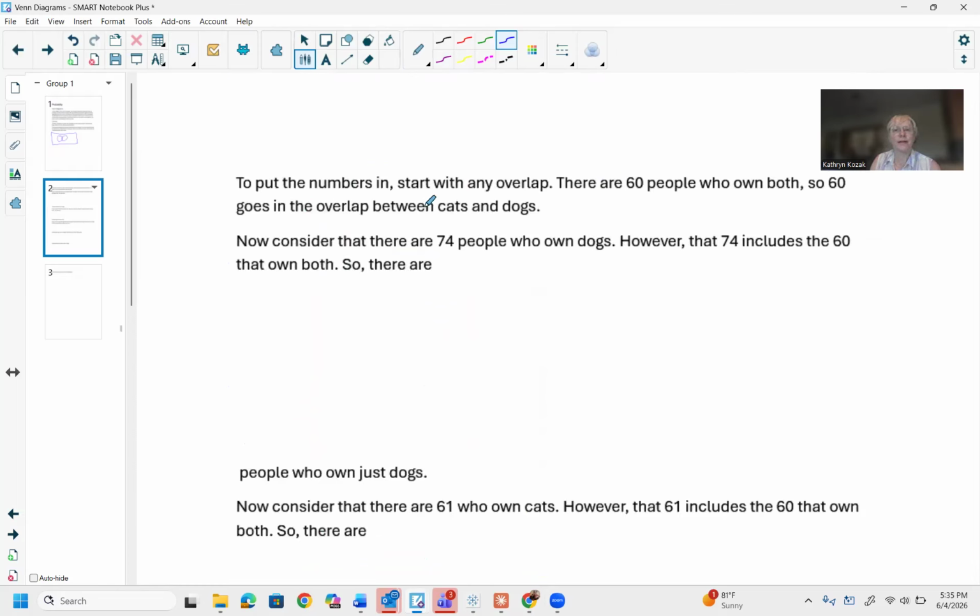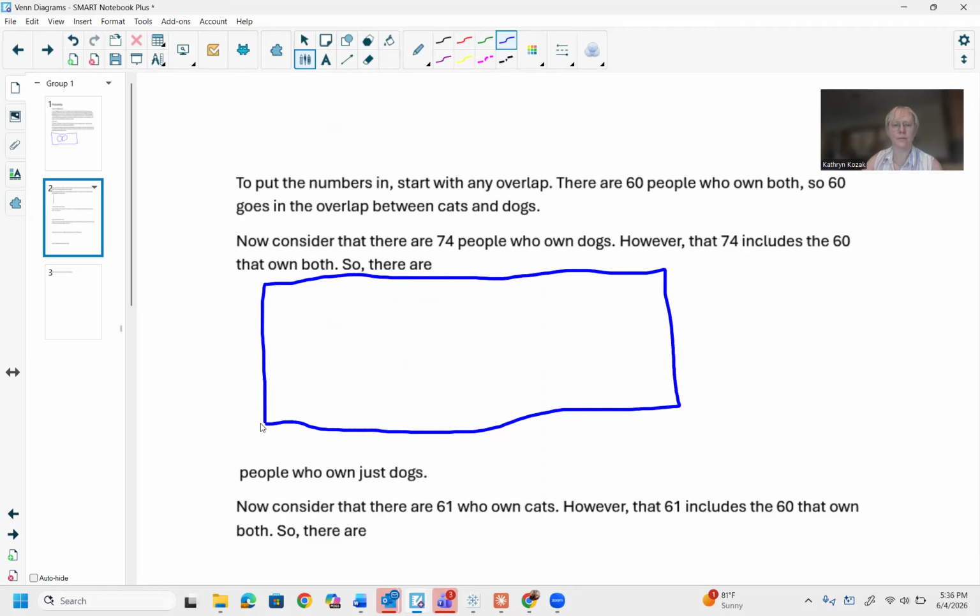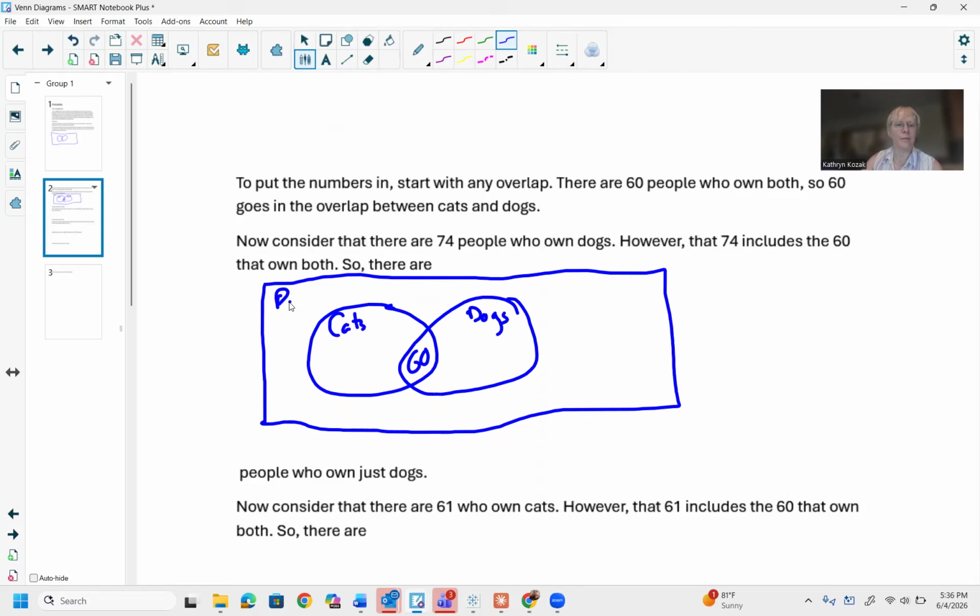To put the numbers in, start with any overlap. So there are 60 people who own both. So 60 goes in the overlap between cats and dogs. So I'm going to put 60 right here. This is the cats, and this is the dogs. And this is the people.